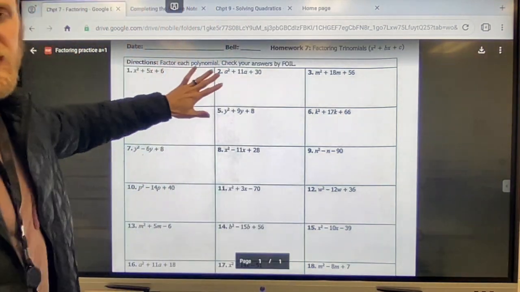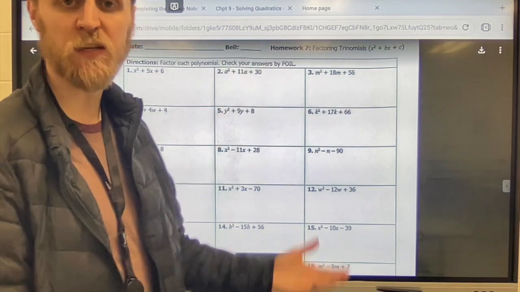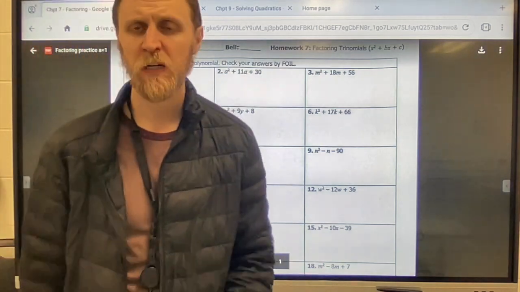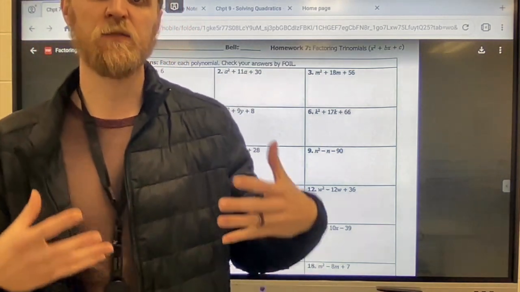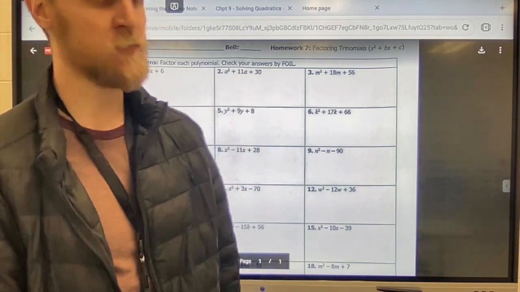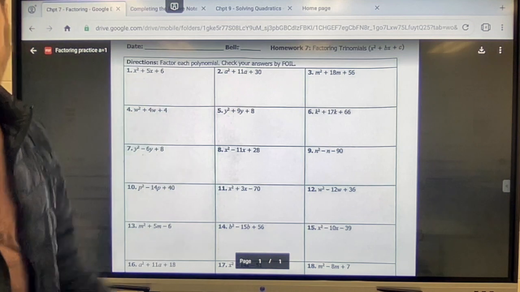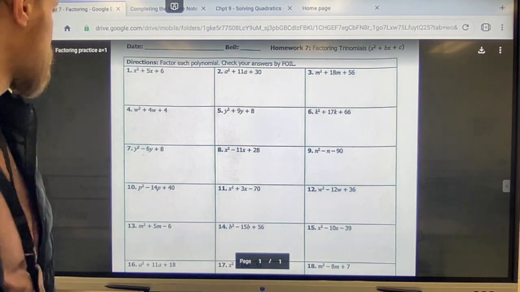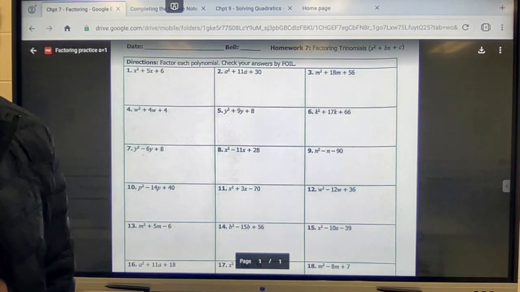So all this is asking us to do is to factor, and all of these up at the top are done by double bubble. That's the whole idea of what can we multiply to get one thing and add to be the other, right? So let's look at number 1. Number 1 says x squared plus 5x plus 6. So we're just trying to factor that.